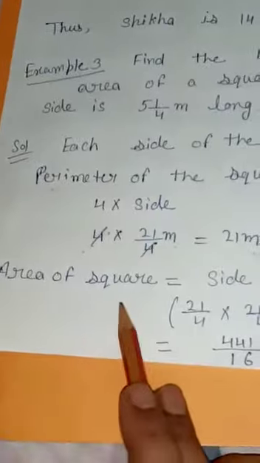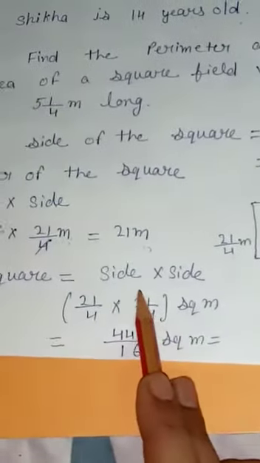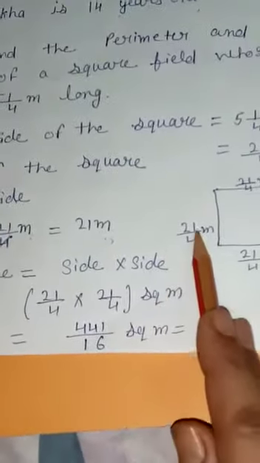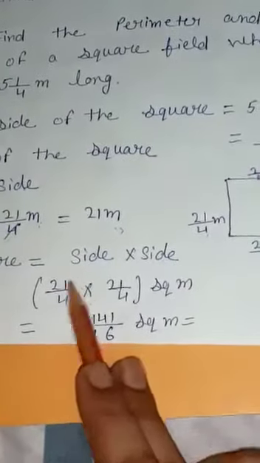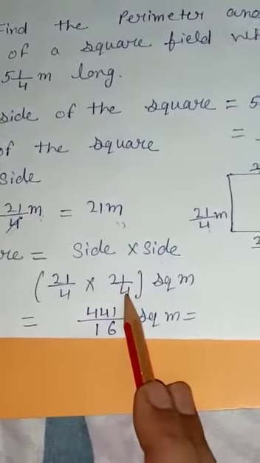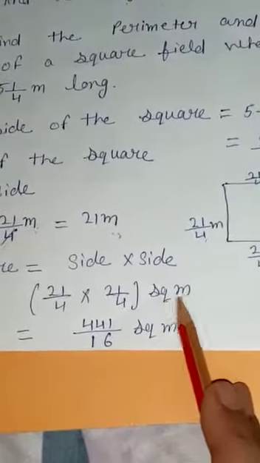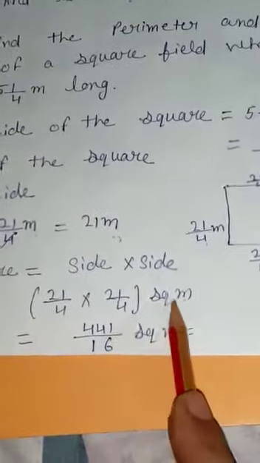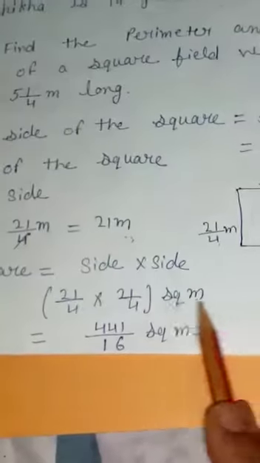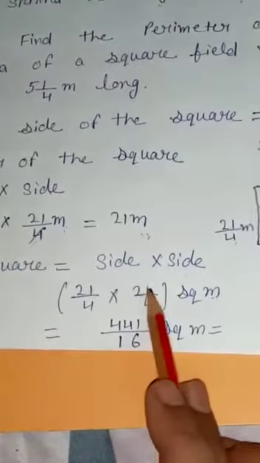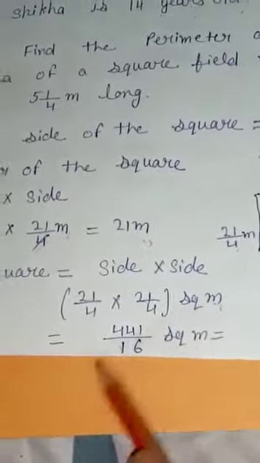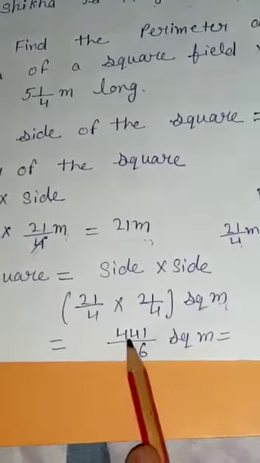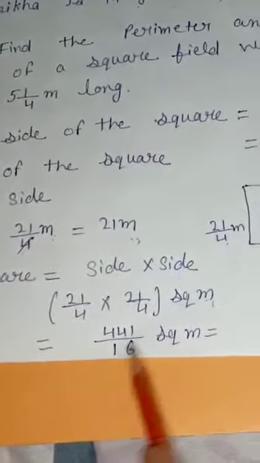Now area of square. The formula is side multiply side. Side is given 21 by 4 meter. 21 by 4 meter multiply 21 by 4 meter. The unit used in area is square meter. 21 by 4 multiply 21 by 4 square meter. 21 multiply 21 is 441. 4 multiply 4 is 16 square meter. Now we will divide 441 divided by 16.